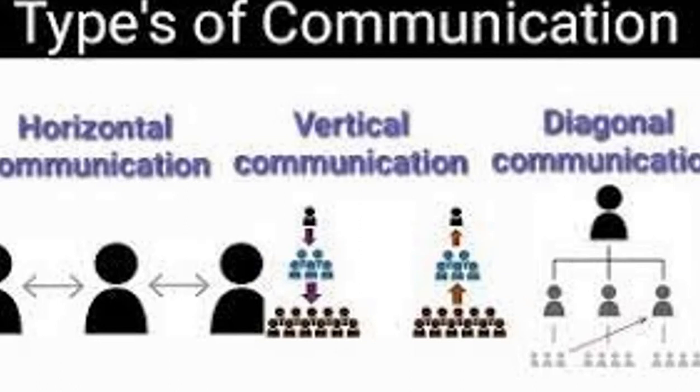Next is vertical communication. Vertical line is a straight line. So whenever there is a communication that is taking place from senior to the subordinates and from subordinates to the senior, that is called vertical communication. It goes in a straight vertical line, right? And vertical communication is again divided into two parts, that is upward communication and downward communication.